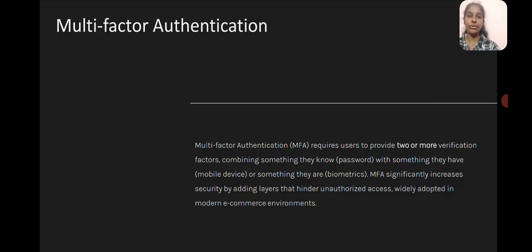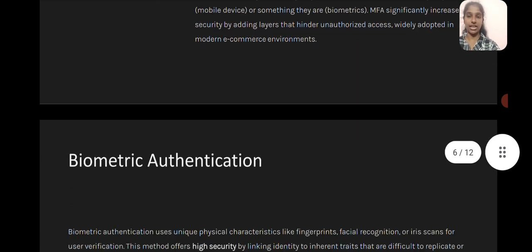Multi-factor authentication requires two or more verification processes, like email verification. If we log into any system, it asks for a verification code which is sent to our mail. Until we type that code, we are not able to use that email. So this is called multi-factor authentication.